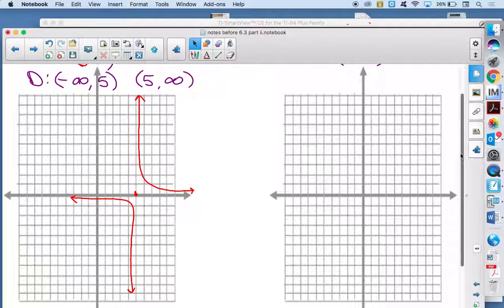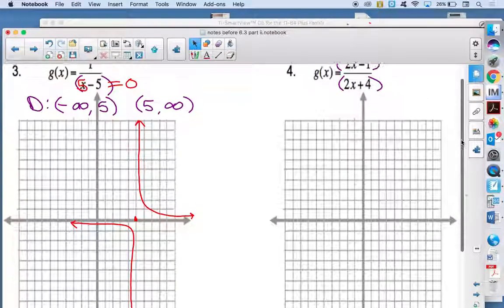forever to positive infinity. So because there are two pieces, we need to describe each piece. Neither of them can have a bracket with 5 because the problem's never allowed to have an answer of 5. Questions? So why don't you graph that last one?